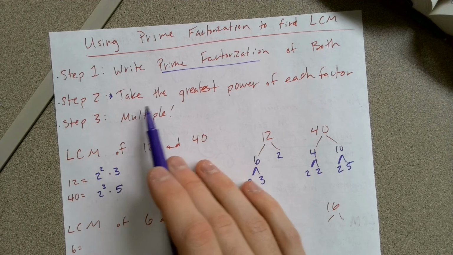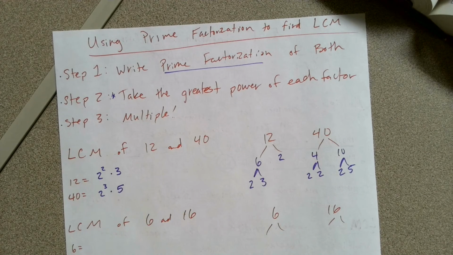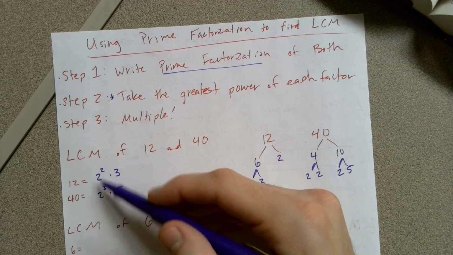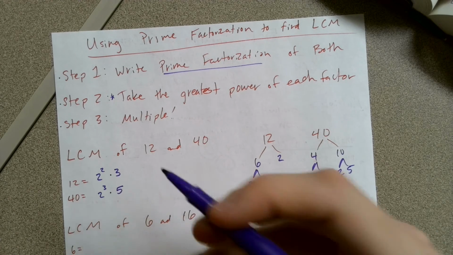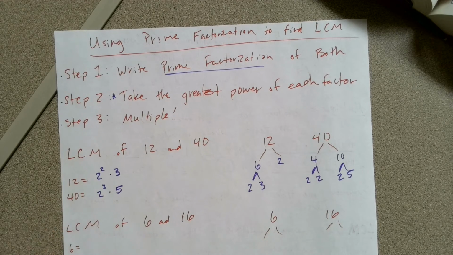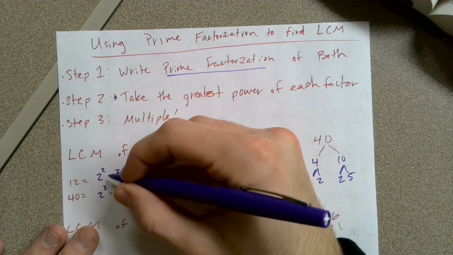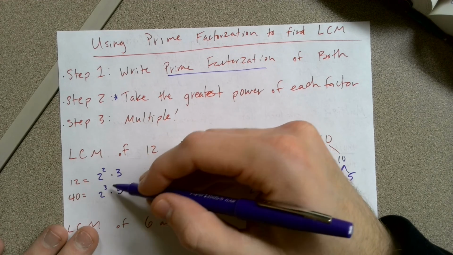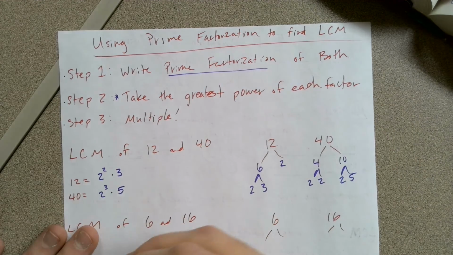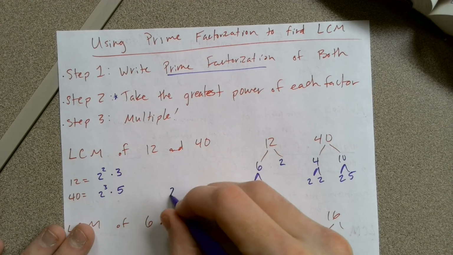Our next step is to take the greatest power of each factor. So what that means is for every different number we have here, we're going to take the largest version of it. This one will look pretty simple. What we're going to do here is look at my 2s and think which one is bigger, 2 to the second or 2 to the third. 2 to the third is bigger. That is our greatest power of this factor. So I'm going to take this 2 to the third out.